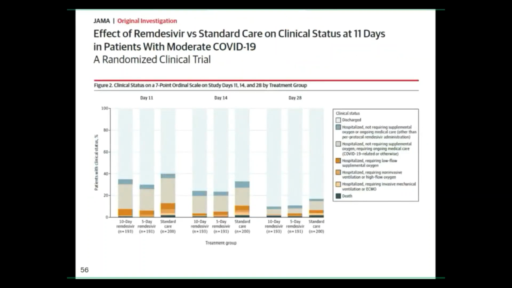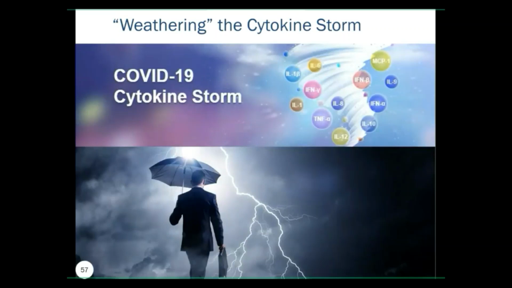This is the follow-up remdesivir study in less sick patients, in which they were randomized to 5 or 10 days of treatment and essentially made almost no difference. So that's antiviral therapy. We now have to move on to the pulmonary phase and weathering the cytokine storm.